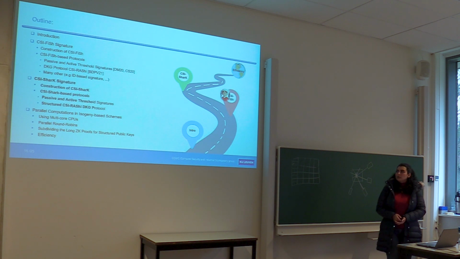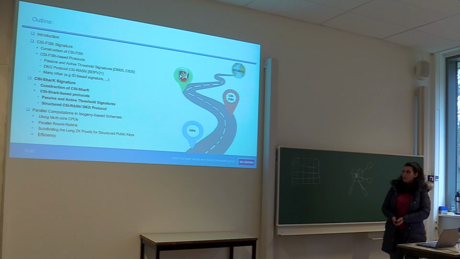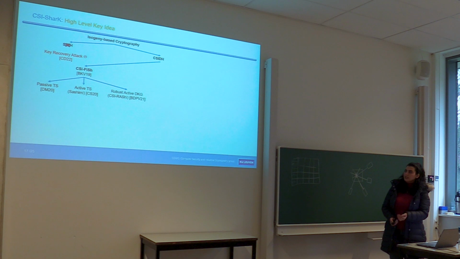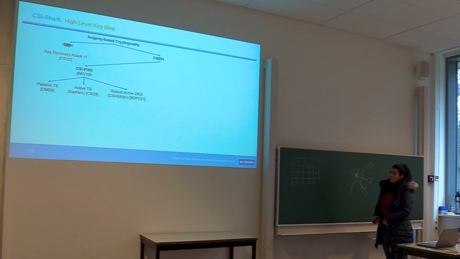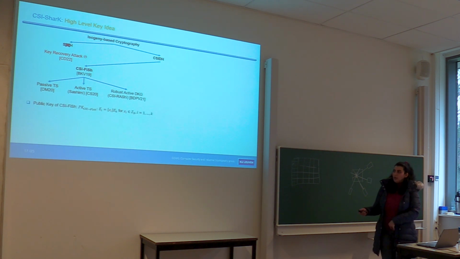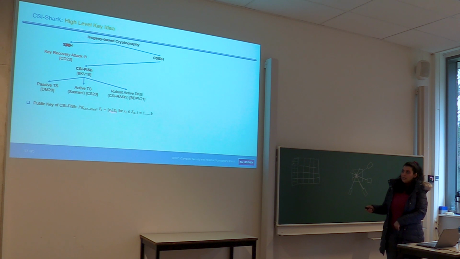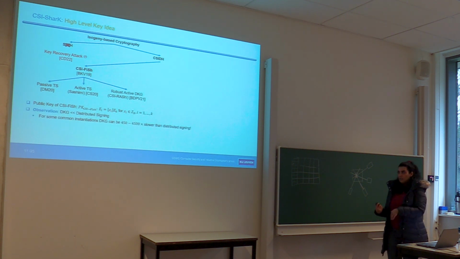Now, let's move to the C-SHARK signature and our result. Up to here, I explained. And then here, we showed that the public key of CSI-FiSh is extended by K. We need to do this group action K times. Then we observed that the DKG is slower than signing.